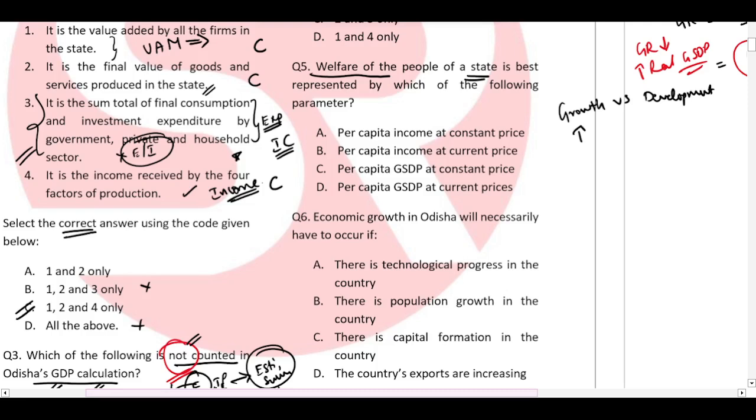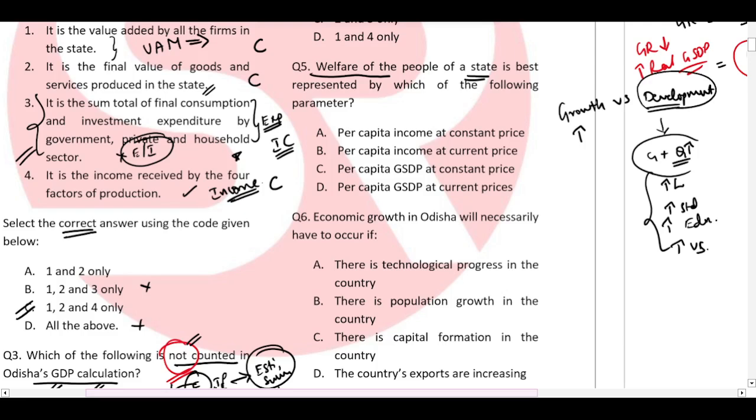Growth is increase in GDP, but development is not just that. Development will consider even the other qualitative factors. It is growth plus other increase in the qualitative factors like increase in literacy, increase in the standard of living, increase in the education of vulnerable section, increase in the incomes of the vulnerable sections. So all of this will be included in the development.